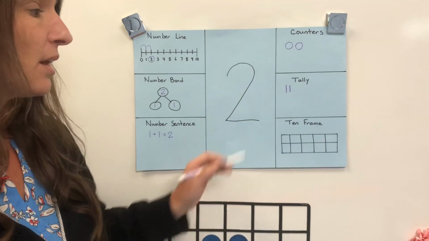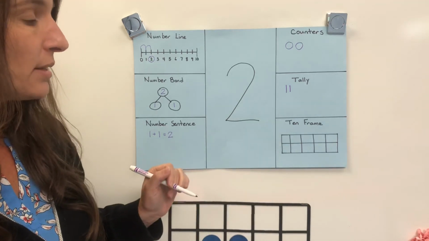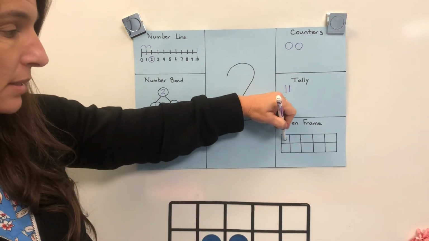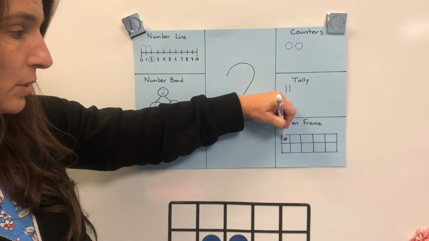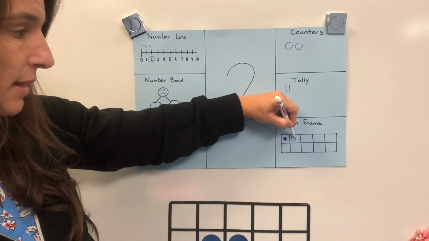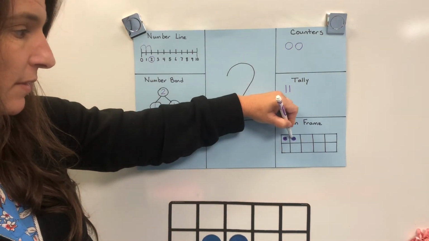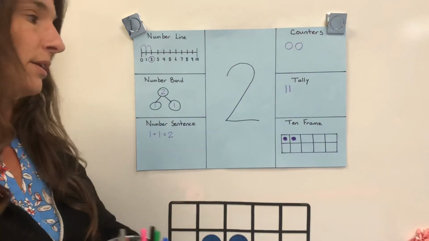Okay. What does 2 look like on a 10 frame? Well, it means that there are 2 spots that have something in them. That's what 2 looks like on a 10 frame.